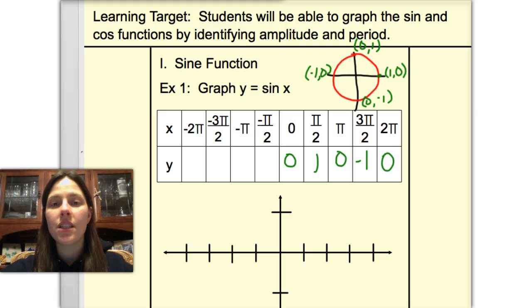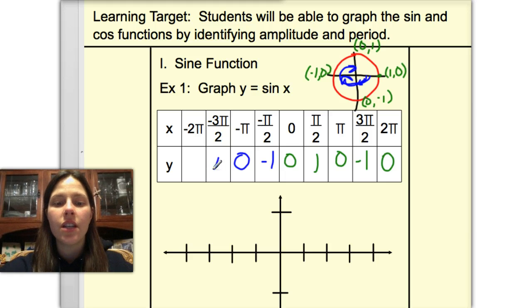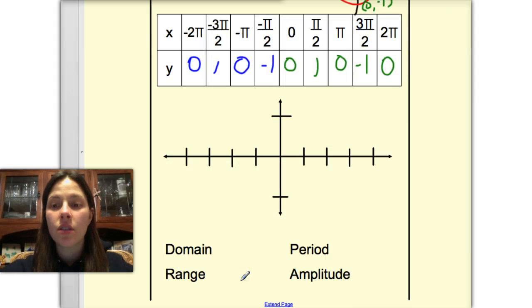Rotating in the opposite direction, sine of -pi over 2 is -1. Sine of -pi is 0. Sine of -3 pi over 2 is 1. And the full rotation back around, sine of -2 pi is 0. So again, notice the maximum and minimum values are -1 and 1, and that midpoint is 0. So we're going to graph this.